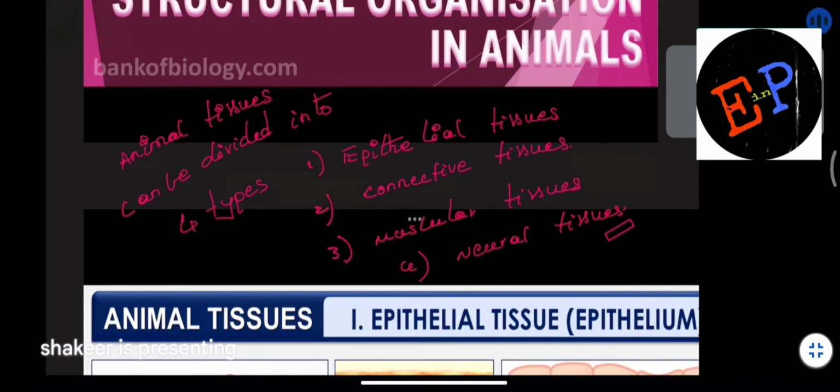Then we have muscular tissues. What is meant by muscular tissues? The tissues of which muscles are made up are called muscular tissues. And neural tissues: the cells from which neurons are made up, that is the neural system inside the human body. So the total neural system is made up of neural tissues. So basically all these tissues are divided into four types. One is epithelial, second is connective, third is muscular, and the fourth is neural tissue.